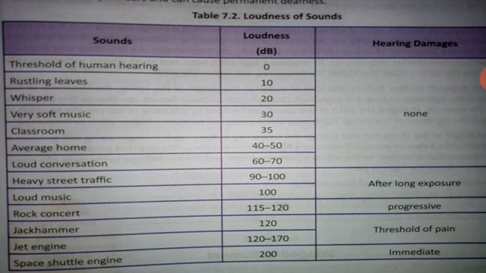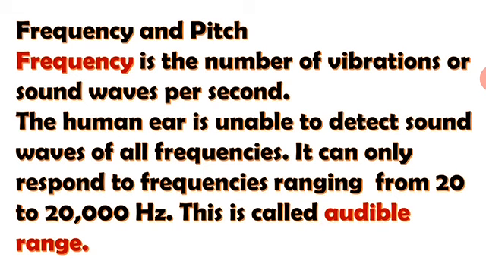So let's proceed to frequency. In frequency, we use the unit Hz or hertz. Frequency is the number of vibrations of sound waves per second. The human ear is unable to detect sound waves of all frequencies. It can only respond to the frequencies ranging from 20 to 20,000 hertz. This is called the audible range.